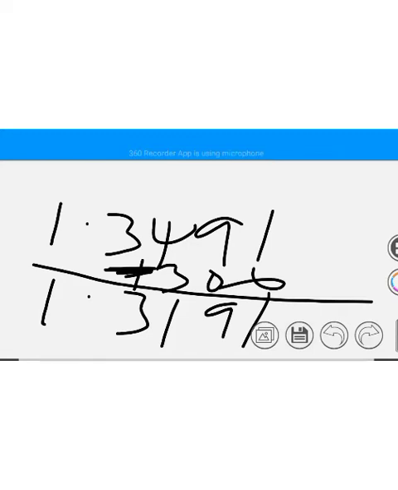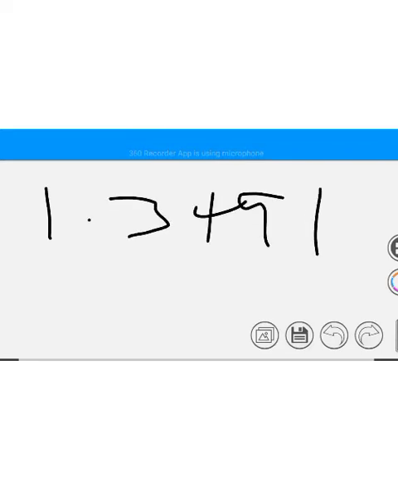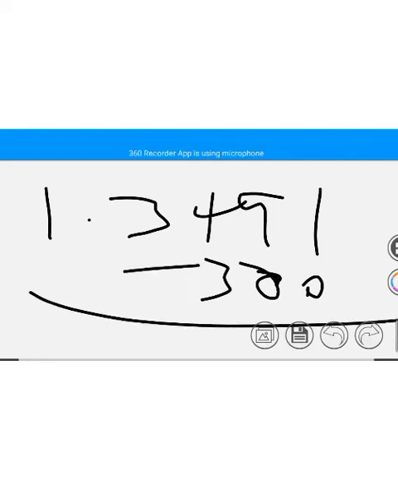Then the market went down to 1.3191. That means the market has already gone down 300 pips. What you are going to do is put minus here, then put 300. 3491 minus 300 gives us 3191. So add your 300, minus it, and it gives us 1.3191.